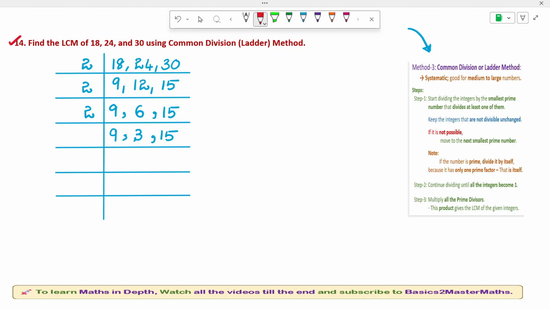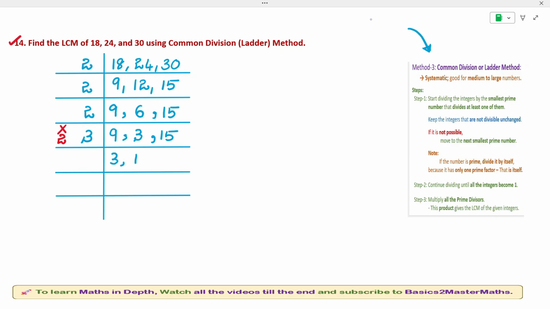Again, start dividing 9, 3 and 15 by the smallest prime 2. Since 2 does not divide any of the integers exactly, move to the next smallest prime 3. Since 3 divides all three integers exactly, we get 3, 1 and 5.